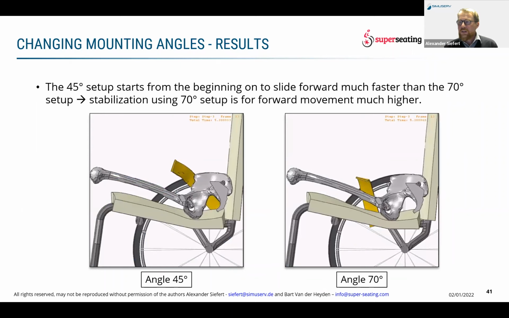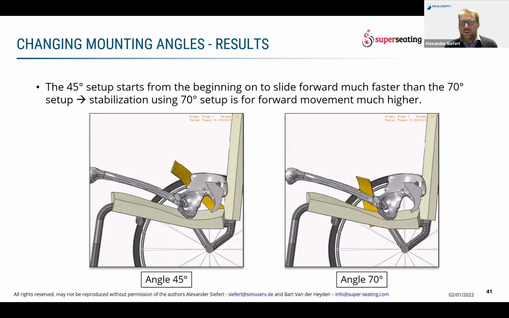On the right side is a little bit of movement, and now you can see the left side really starts sliding away. So based on that, we say, okay, this setup on the left side with the 45 degrees cannot really prevent any sliding. And when we look at the mechanical setup, it's clear that if sliding is induced here, we only have the upper part of the pelvis held back, and the tissue. Here, we induce more friction.